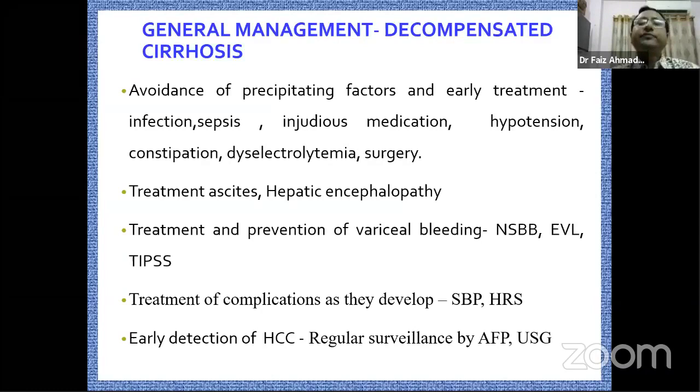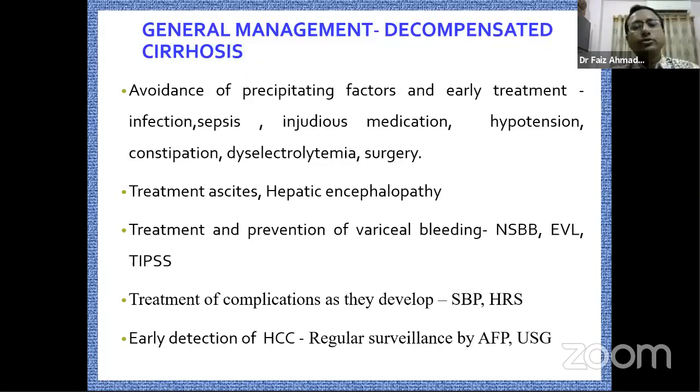So there are some precipitating factors which can make the status of the hepatic function worse and can lead to decompensation of cirrhosis. Like infection, any sort of infection in the body can lead to decompensation of cirrhosis. Sepsis, injurious use of medication, hypotension, constipation, dyselectrolytemia due to vomiting, diarrhea, and any surgery. Like a patient with compensated cirrhosis, if you go for surgery, that could lead to decompensated cirrhosis.